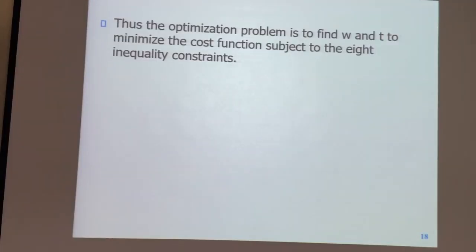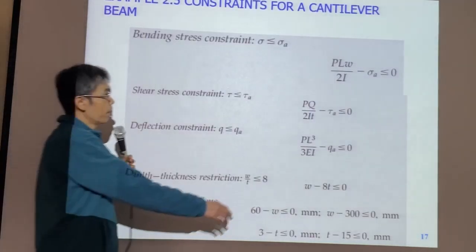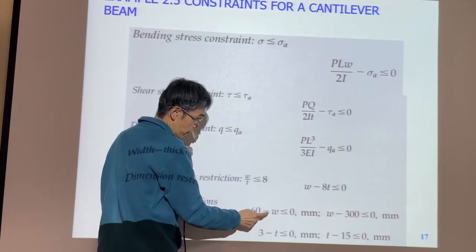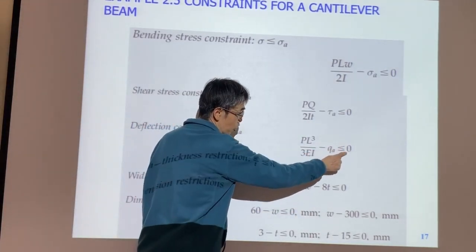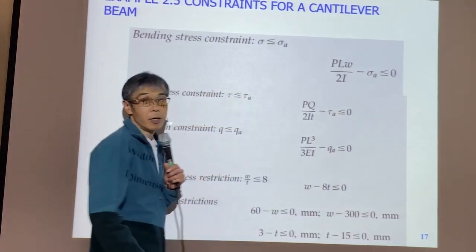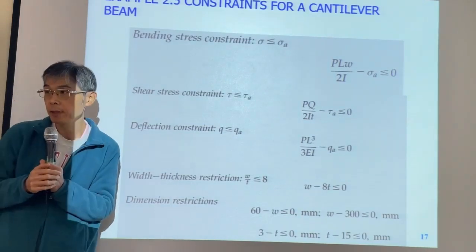Okay, now could you read this? Plus the optimization problem is to find W and T to minimize the cost function subject to the equality constraints. Yes, see, you can count. We have 1, 2, 3, 4, 5, 6, 7, 8. We have 8 inequality constraints. There are no equality constraints. We have 8 inequality constraints for this case.